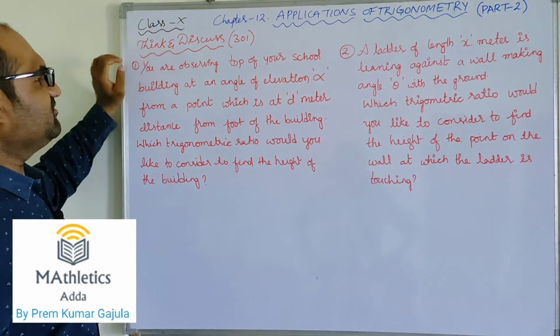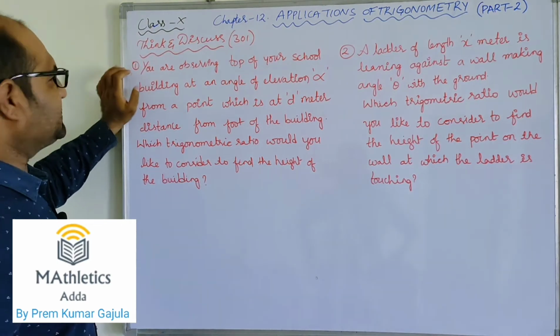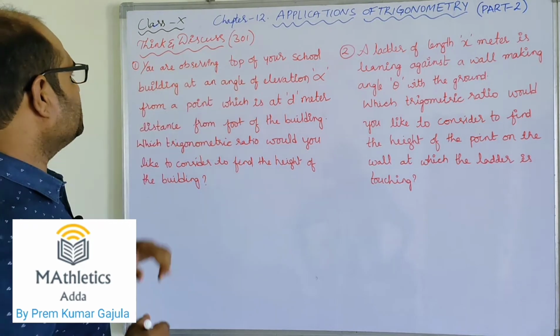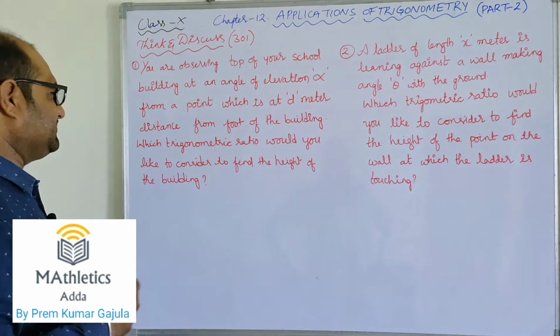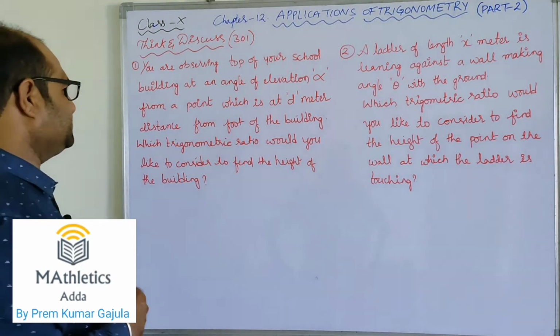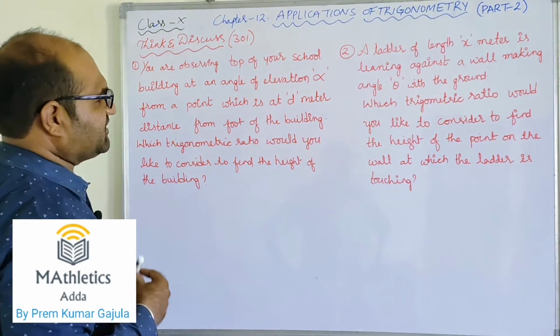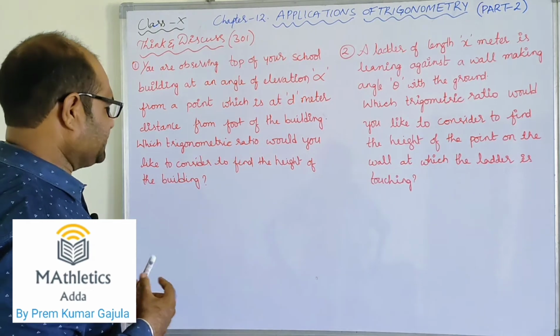Now let us look at the next question. Think and discuss problem, page number 301. Two questions are there. Now let us look at the first one. You are observing the top of your school building at an angle of elevation alpha from a point which is d meter distance from the foot of the building. Which trigonometric ratio would you like to consider to find the height of the building?